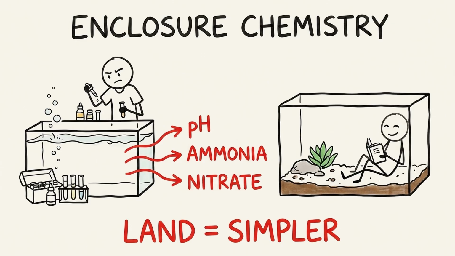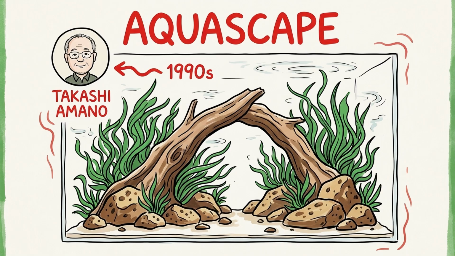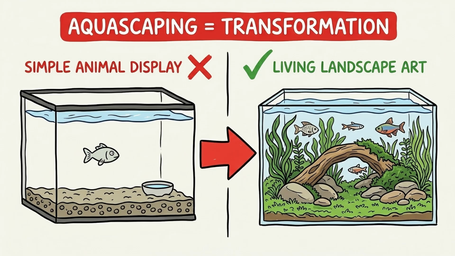Unlike land-based builds, the primary challenge is water chemistry. pH, ammonia, and nitrate levels must be actively managed at all times. 12. Aquascape vivarium. An aquascape vivarium is a planted aquarium built as an artistic underwater landscape, pioneered by Takashi Amano in the 1990s. Aquascaping transformed aquariums from simple animal displays into living landscape art.